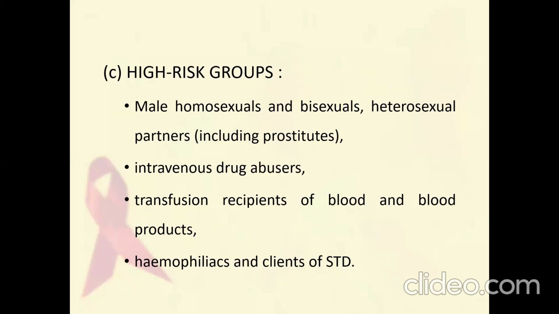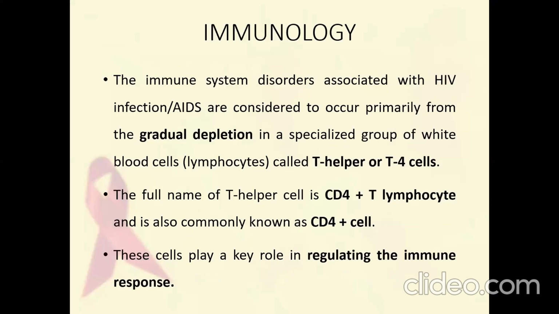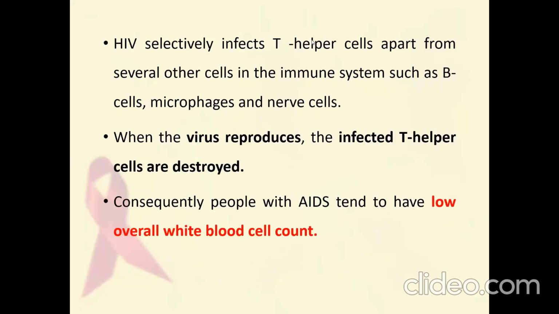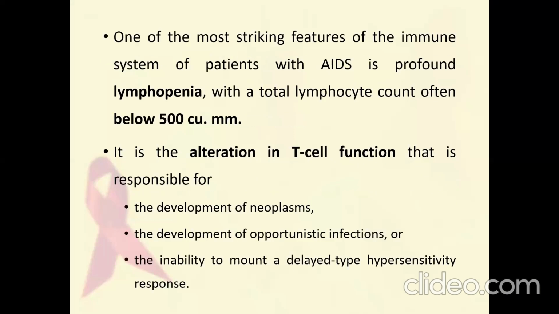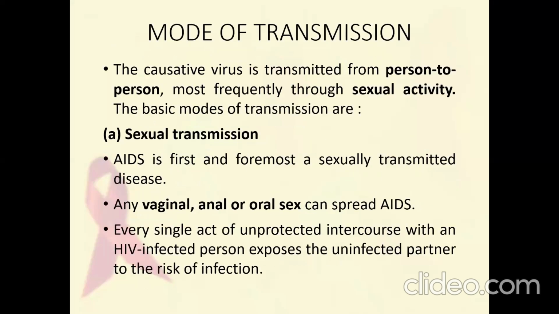High risk groups: male homosexuals, bisexuals, heterosexual partners, intravenous drug abusers, transfusion recipients of blood and blood products, hemophiliacs, and clients of STDs. Then we had seen immunology. I will skip it. Then we had also seen the mode of transmission.